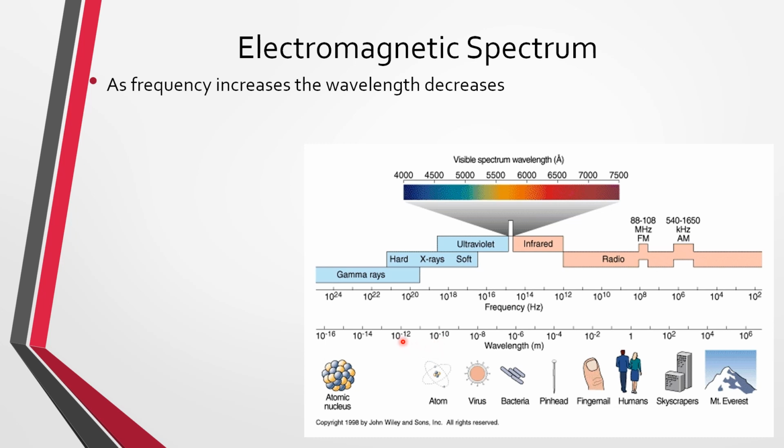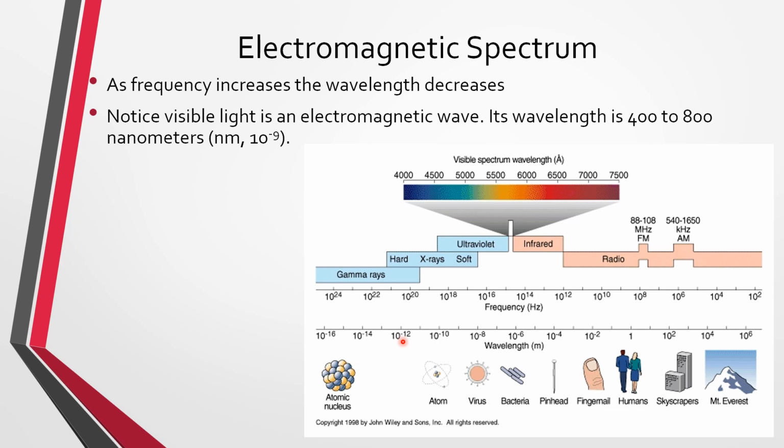Notice that visible light is an electromagnetic wave. This is the visible light spectrum. Its wavelength is between 400 to 800, some sources say, nanometers. This one here is 400 to 750, which is common. Sometimes it's 400 to 700.